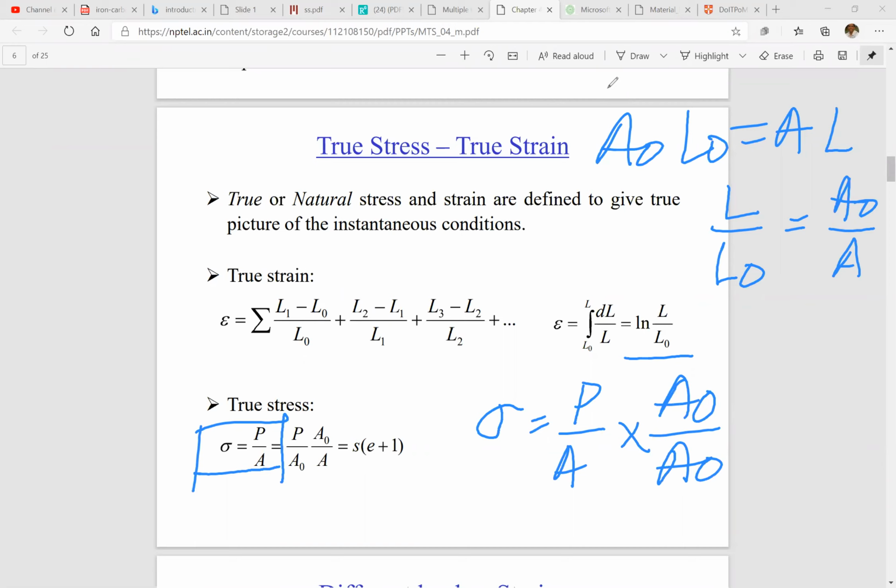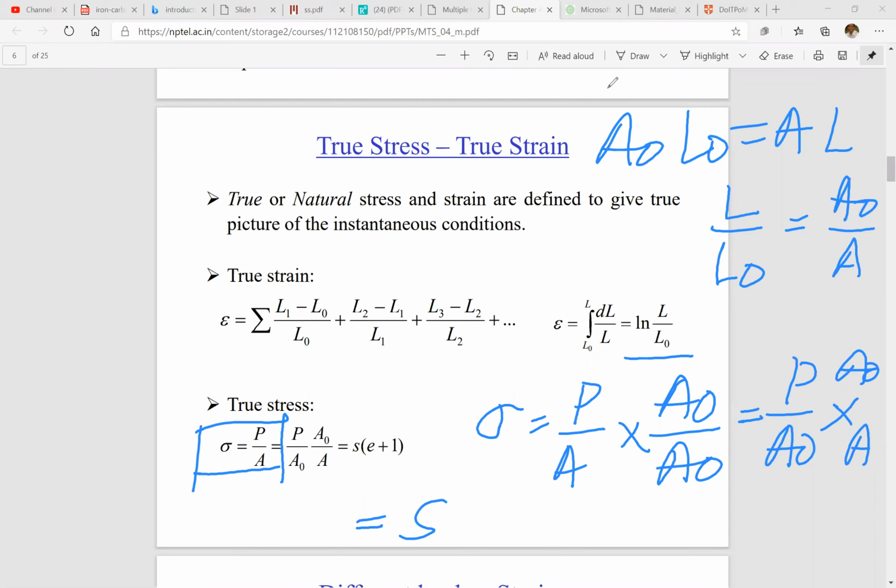is that true or not? In the same format, I can write P by A0 into A0 by A, I can write in that format also. In the last, what we have learned about that? P by A0, the force. The P by A0 is known as your engineering stress. So you can write the equation as P by A0 is the S, engineering stress S.